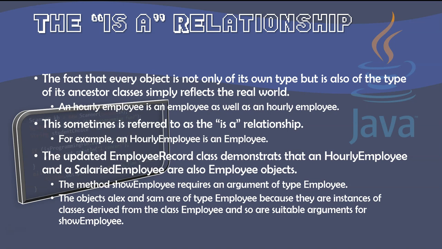The method show employee requires an argument of type employee. The objects Alex and Sam are of type employee because they're instances of classes derived from the class employee, and so therefore are suitable arguments for the method show employee.